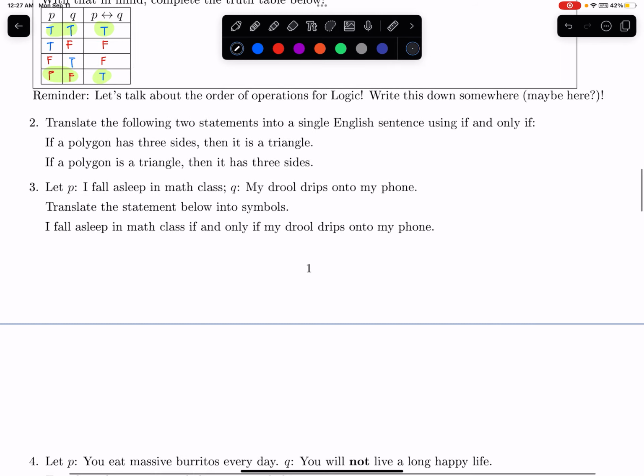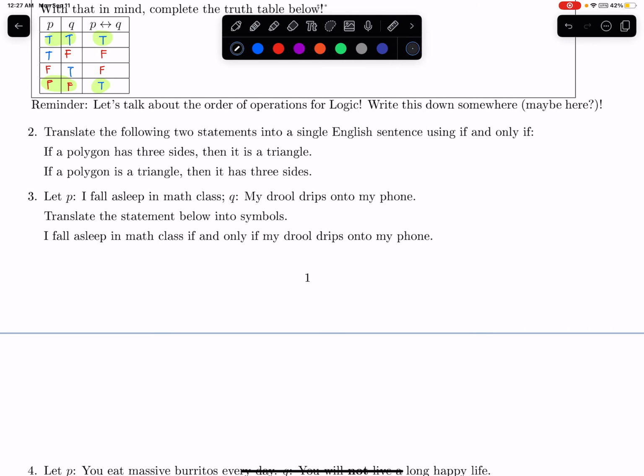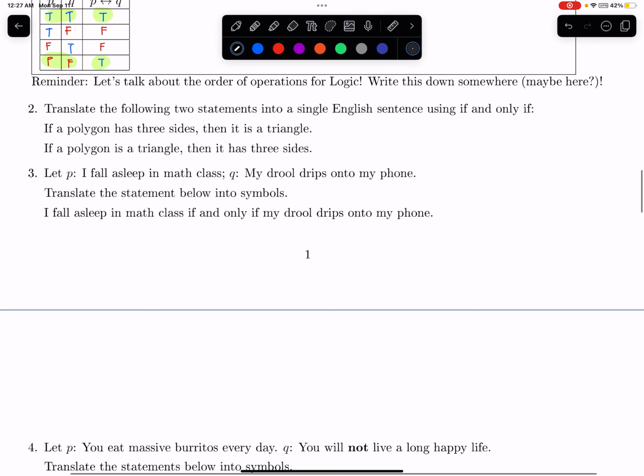All right, in this next video, we're continuing on starting from question number 2, and we're just going to go ahead and jump into the questions. Number 2 says, translate the following statements into a single English sentence using if and only if. So what is the point of this question right here? Make sure you try it out first. All it is, you're just getting used to using that phrase if and only if, and combining it using basically the language of the biconditional.